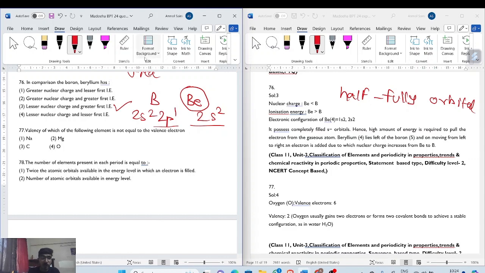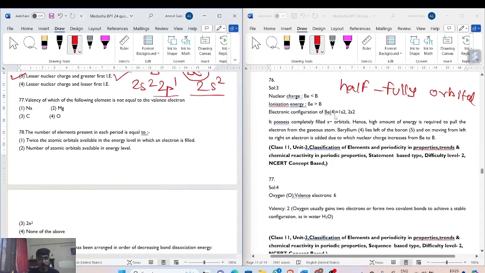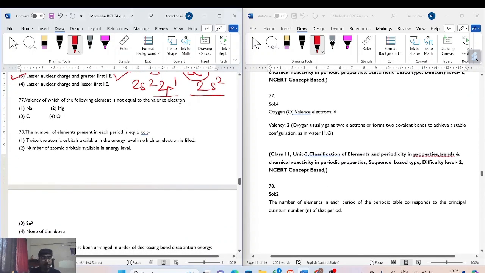The second thing is nuclear charge. We know that when we go from the left side of the periodic table to the right side, the nuclear charge decreases. Nuclear charge decreases means the correct answer will be option number C, because going from left to right nuclear charge decreases, and the ionization enthalpy is greater for beryllium because of its stable electronic configuration.